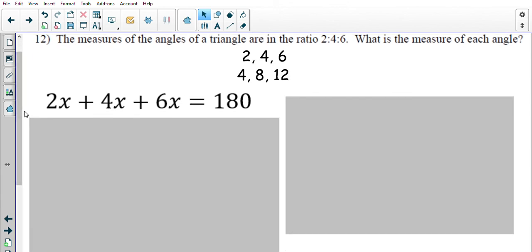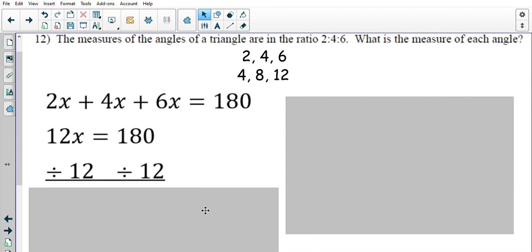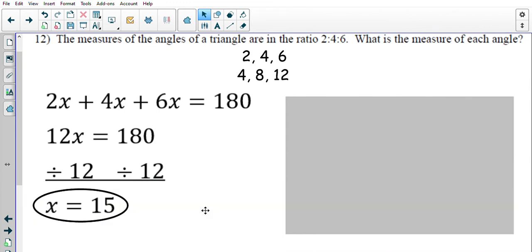So we can write an equation, 2x plus 4x plus 6x equals 180. Let's figure out what we multiply 2, 4, and 6 by to keep that ratio 2 to 4 to 6, but also so they total 180 degrees. Well, 2 plus 4 is 6, 6 plus 6 is 12. We get 12x equals 180. We divide both sides by 12, and we get that x is 15, meaning we need to multiply 2, 4, and 6 by 15 to get angles that are in the ratio 2 to 4 to 6, but also add up to 180 degrees. So let's find the three angles.